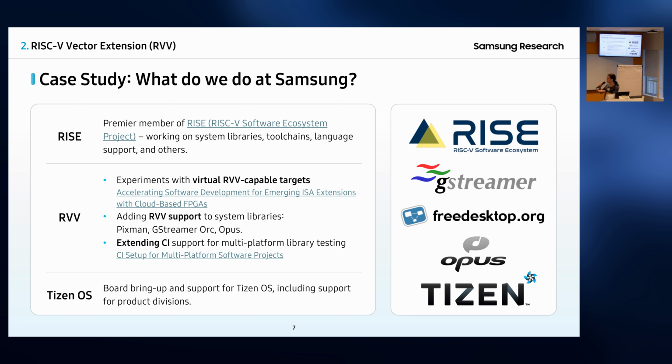Yeah, and the last point, what we do at Samsung is Tizen OS. I'm not sure who is familiar with Tizen. Tizen is an operating system which is used in some appliances at Samsung, and Samsung will use RISC-V as the platform for Tizen in future products. So we basically provide bring-up support for Tizen, including some support for product divisions.